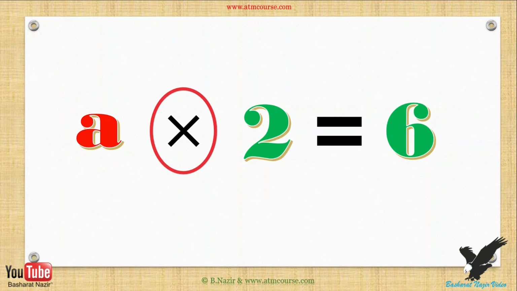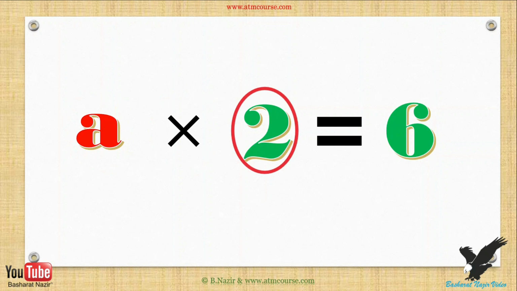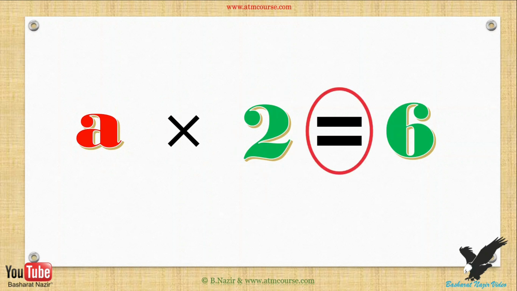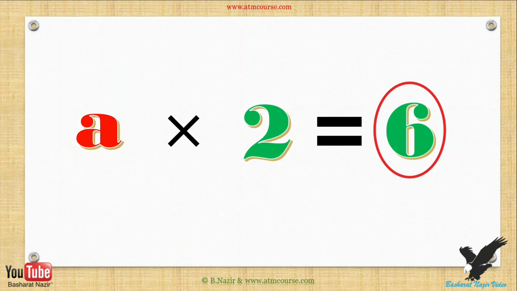Followed by the multiplication sign, which tells us that a multiplication operation will follow. Following the multiplication sign is the second number. Next, we have the equal sign, which tells us that both sides of the equation are in balance, meaning they are equal in value. And finally, on the right side of the equal sign, we have a number. The left side result must work out to this value to make the equation balance.